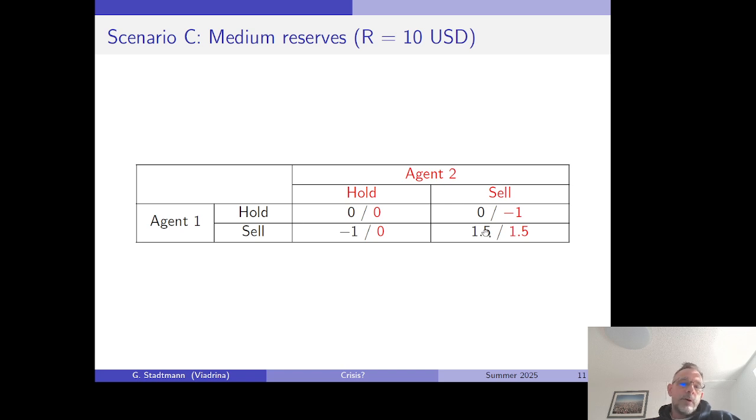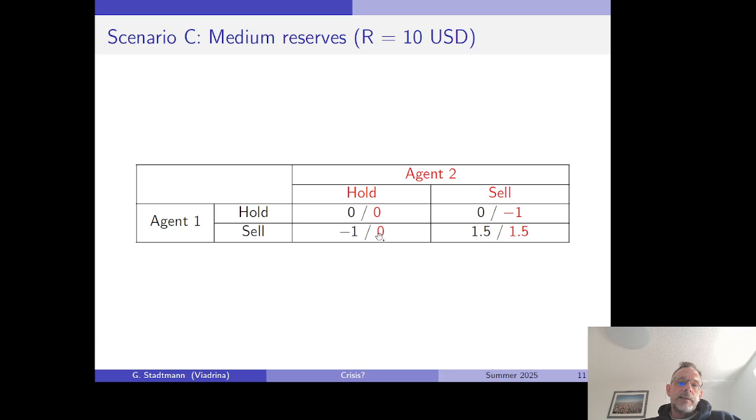So there is no dominant strategy. When agent 2 plays hold, the best response is to play hold. And when agent 2 plays sell, the best response is to play sell. So there is no dominant strategy and no equilibrium in dominant strategies. So now we have to test whether a Nash equilibrium exists.